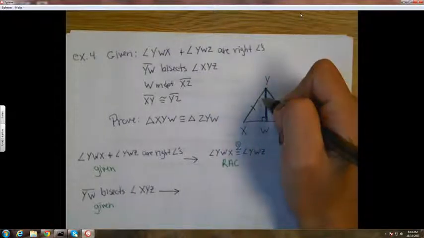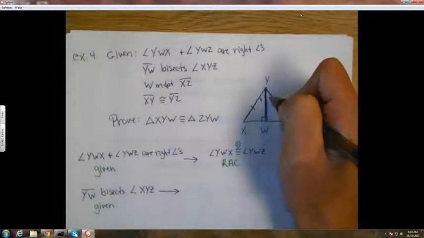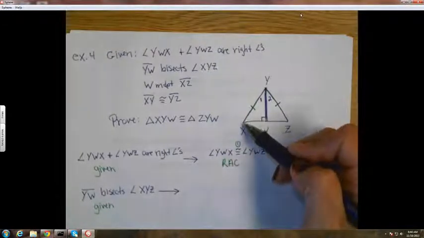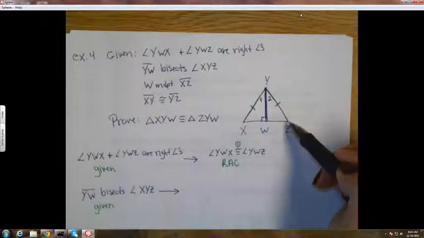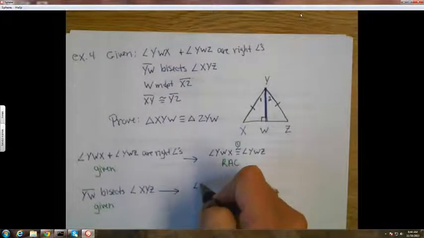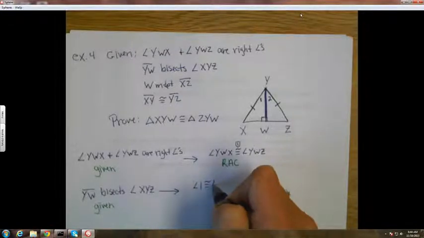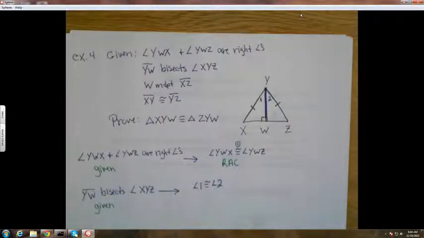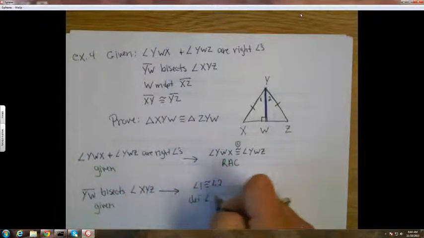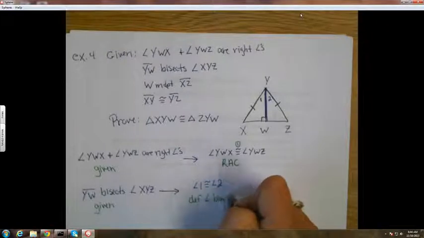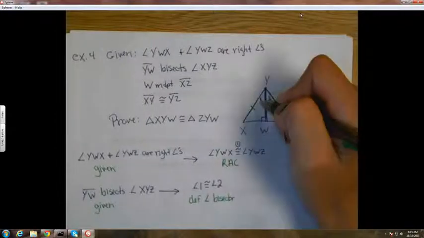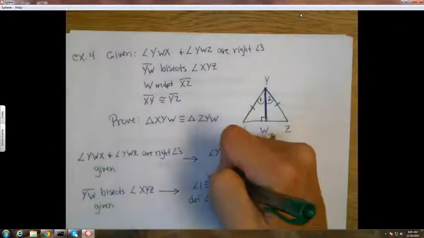Instead of using 3 letters, I'm going to add numbers to my picture. If you don't have a picture to do that with, then you have to use the 3 letters, X, Y, W, and Z, Y, W. But because I was able to put the 1 and 2 in there, that's because of definition of angle bisector. There's my second congruent part.